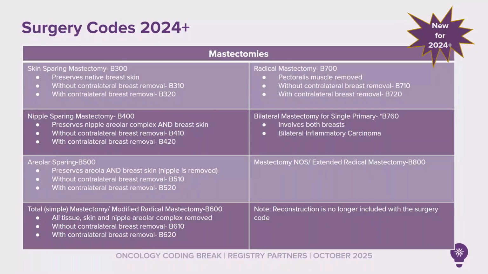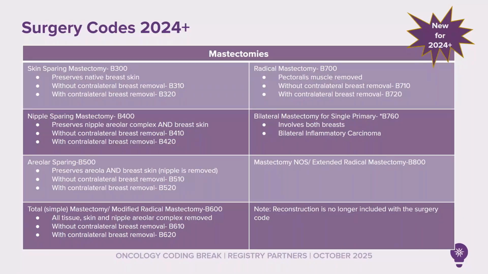And the total or simple mastectomies remove all of the breast tissue, the nipple areolar complex, and the breast skin. These are coded in the B600s. These codes are also used for a modified radical mastectomy, and this was a change as they used to be coded separately prior to 2024. All of the mastectomies from code B300 to B600 categories may be performed with or without a sentinel lymph node biopsy or an axillary lymph node dissection.